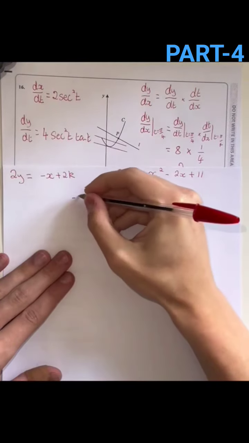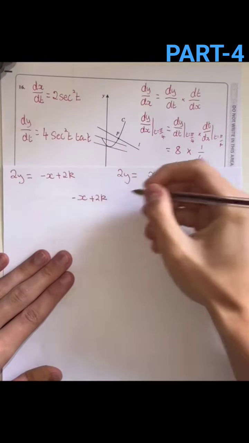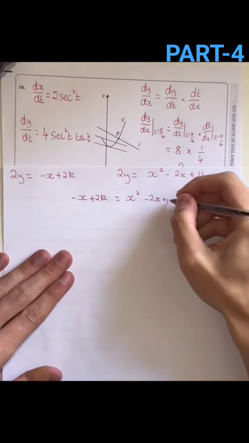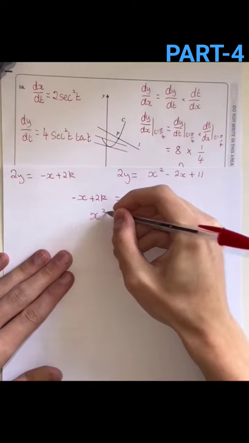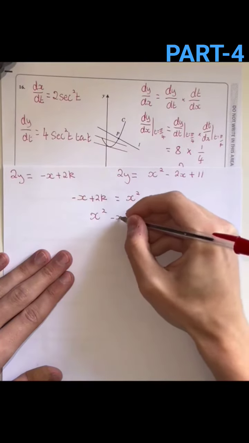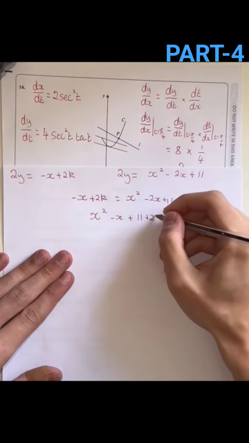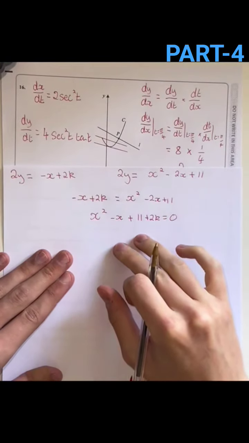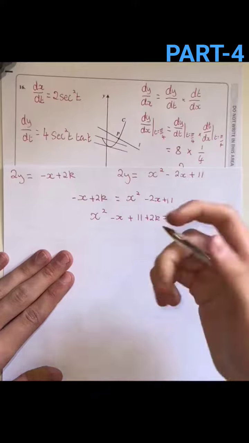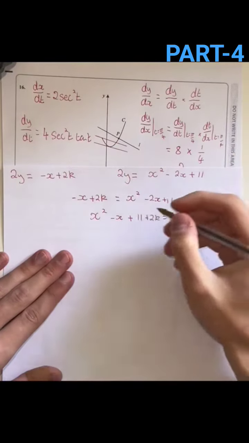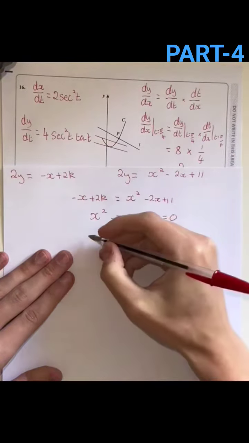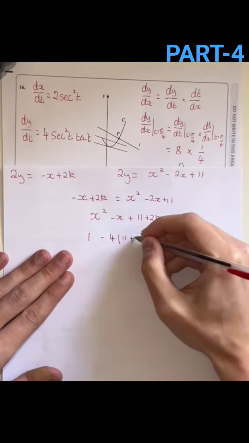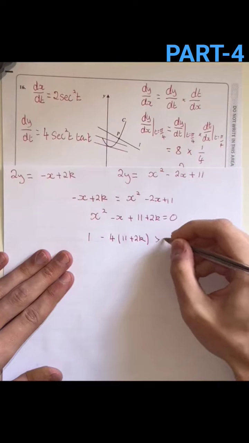So this gives me the following. That gives me minus x plus 2k, just solving the simultaneous equations, is equal to x squared minus 2x plus 11. So rearranging this gives me x squared, and then I have minus x plus 11 plus 2k is equal to 0. And if I want to work out the condition on k such that this quadratic has two distinct solutions, I use a discriminant, so b squared minus 4ac. So b is just minus 1, so that squared is 1. So 1 minus 4, well, a is 1, and then c is 11 plus 2k. And of course, to have two distinct solutions, this needs to be greater than 0.